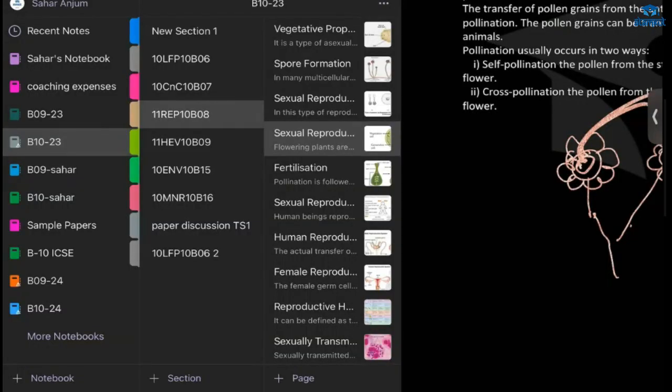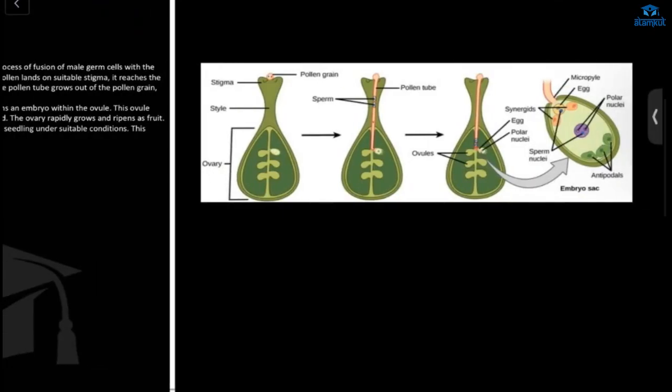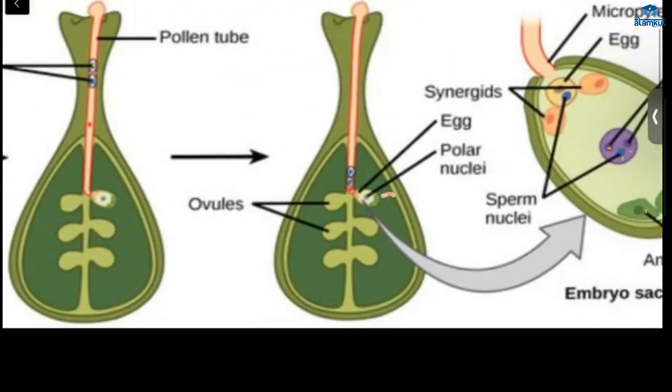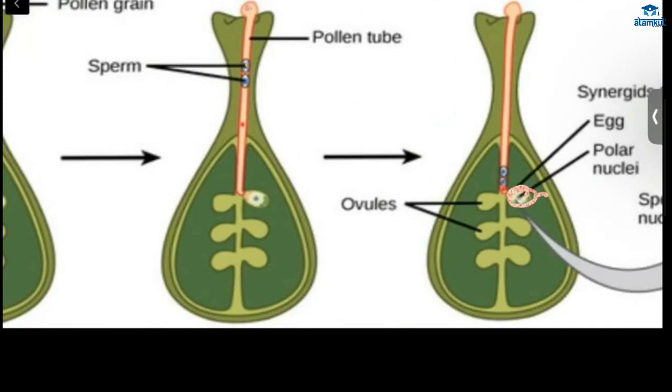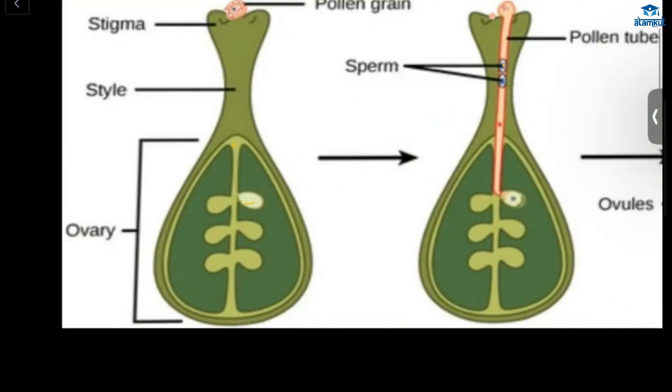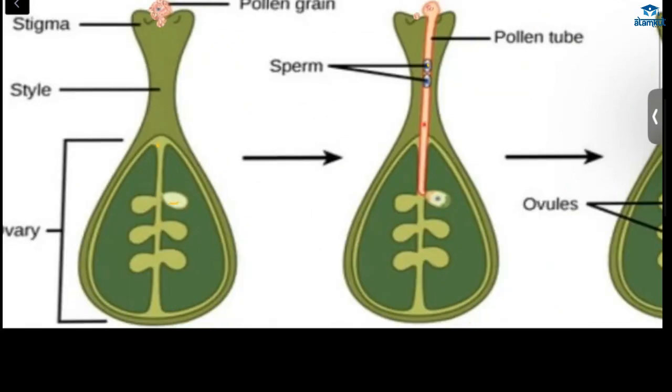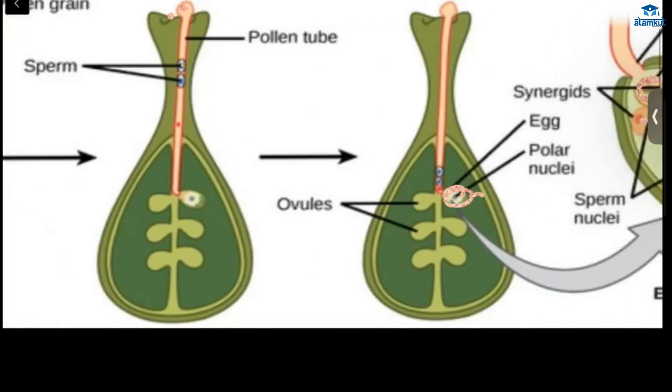After pollination, what will happen? The ovary will have ovules. In the ovule we have three antipodals, the polar nuclei, the synergids, and then the egg. In the ovule we have the egg, the female sex cell. Now the pollen grain will come onto the stigma. The pollen grain has two male gametes. After coming to the stigma, it will grow a pollen tube. Then it will reach the ovule.